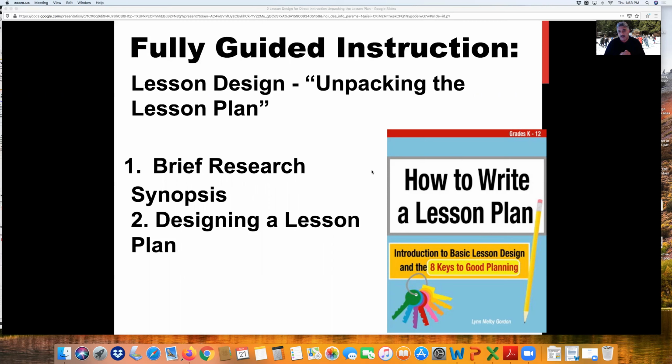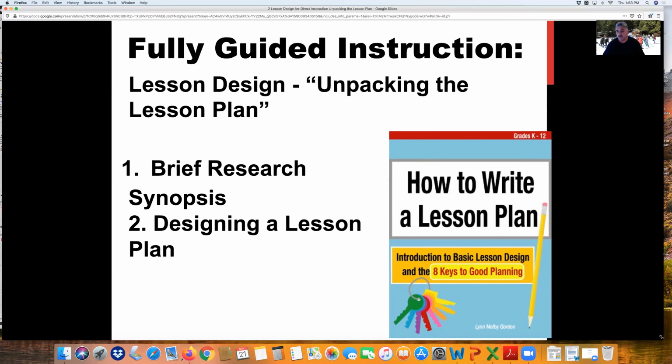So you recently saw my demo lesson on how to write objectives. That was done using the direct instruction approach. So in this presentation, I call this Unpacking the Lesson Plan, and this should be a nice scaffold for you to understand a little bit more about how to develop a lesson plan, how to write a lesson plan to be able to deliver it to students.